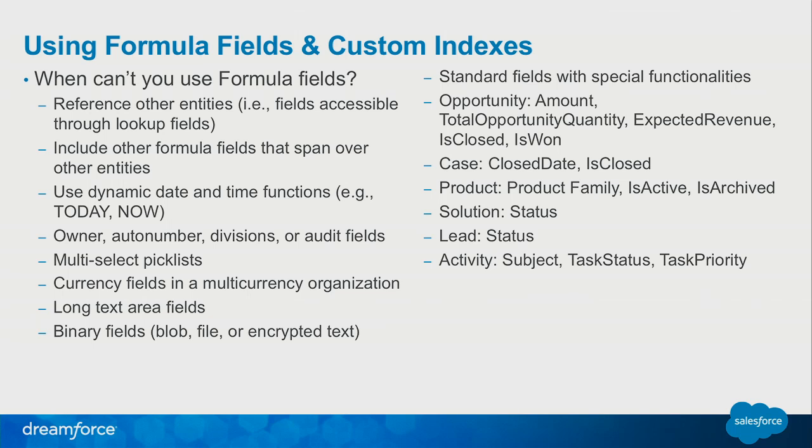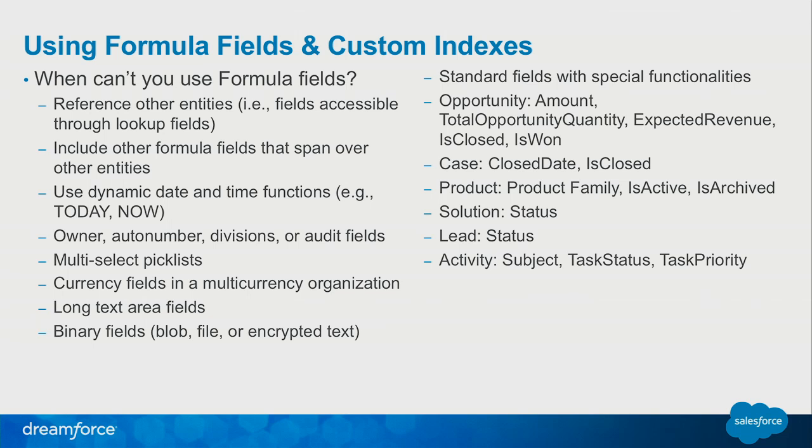You also can't index when you're referencing the owner, auto number division, or audit fields. Same thing with currencies in a multi-currency organization. There's no way to provide an index when that value can change based on the end user. Binary fields and long text areas, and some of the special standard fields, you also can't. So if you have a formula that references these anywhere, you're not going to be able to get an index on that field. Some of those are opportunity amount, total opportunity quantity, expected revenue, is closed, and is won. You're not going to be able to reference those in formula fields if you want them indexed. Obviously, you can see the rest there.